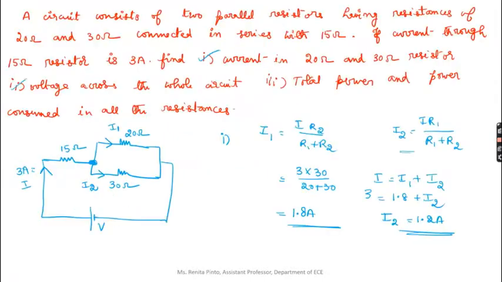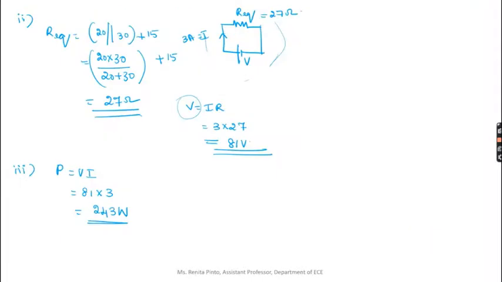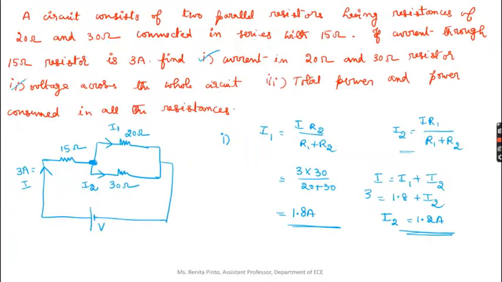So next they have asked you to find out what is the power consumed in all the resistances. So you have to find out the power which is consumed in the 15 ohm resistor, 20 ohm resistor and 30 ohm resistor. So first let me find out what is the power consumed in the 15 ohm resistor. How are you going to find it out? Now you know P is equal to VI equal to I square R equal to V square by R. Right? So these are your equations for power.